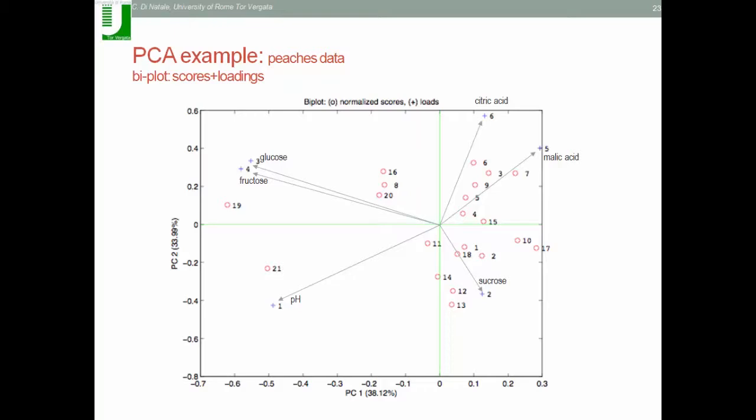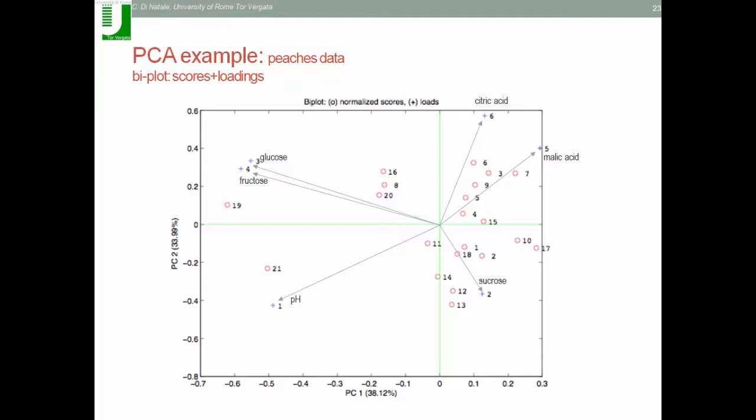Everything that is orthogonal in this space means that the original orthogonality of our space is preserved. So this means, for instance, that pH and sucrose are actually uncorrelated with each other. So we can have acidity and quantity of sucrose, and these are not correlated with each other, because the orthogonality is maintained. Everything is orthogonal in terms of loading. This means that in the projection, the original orthogonality is maintained.